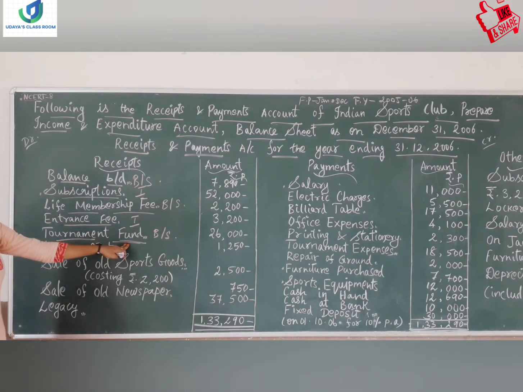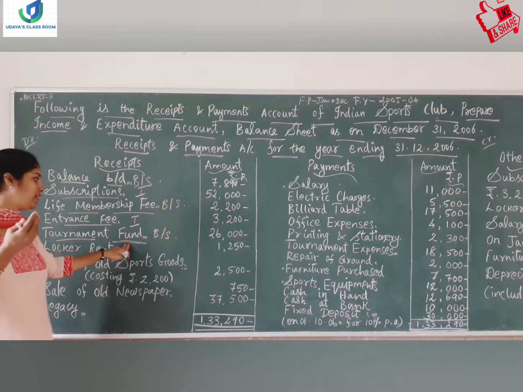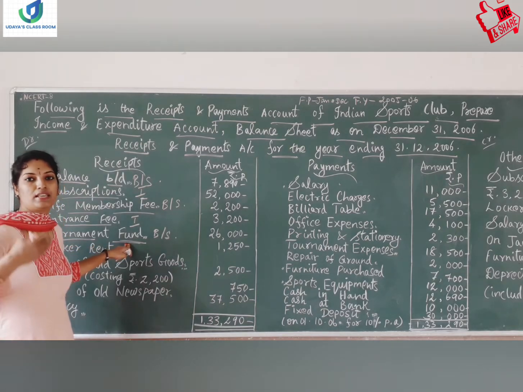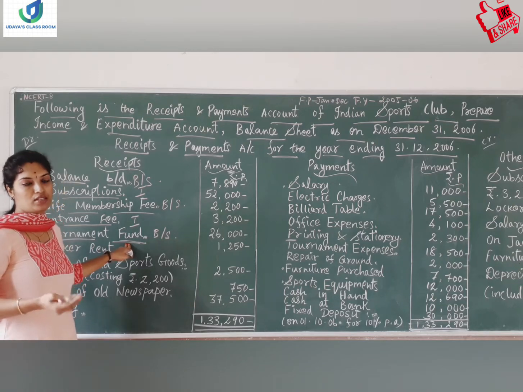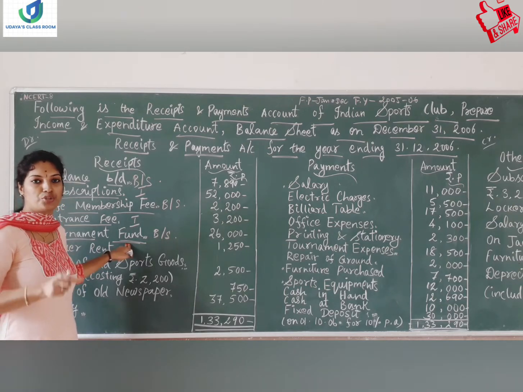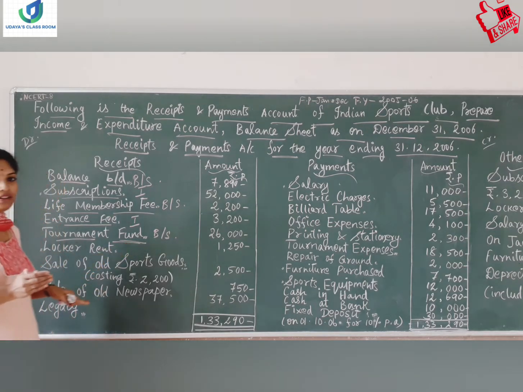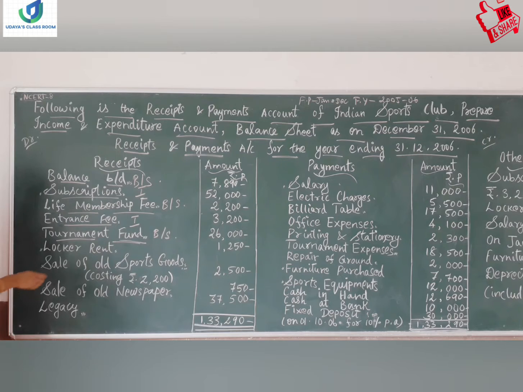Any fund, already we know general fund we will be writing. If we receive any specific fund, we will be entering it in the balance sheet. So always the specific fund should be written in the balance sheet liability side, not in the expenditure account.